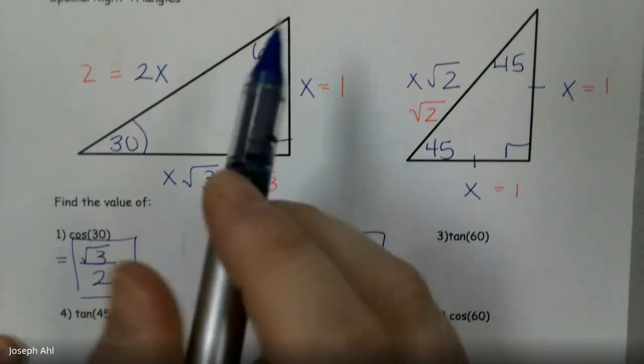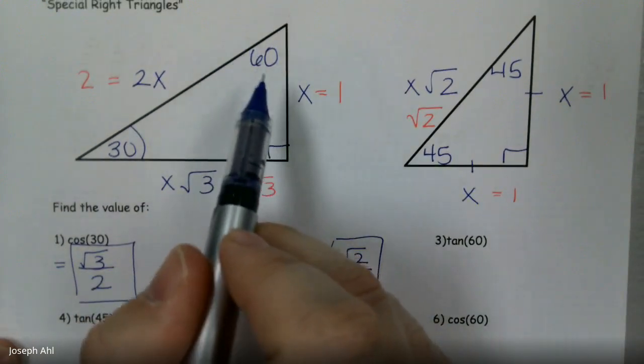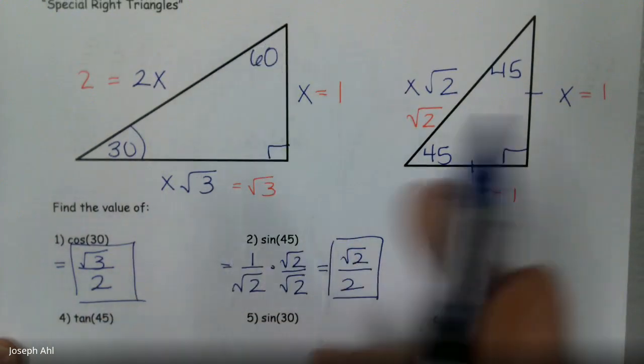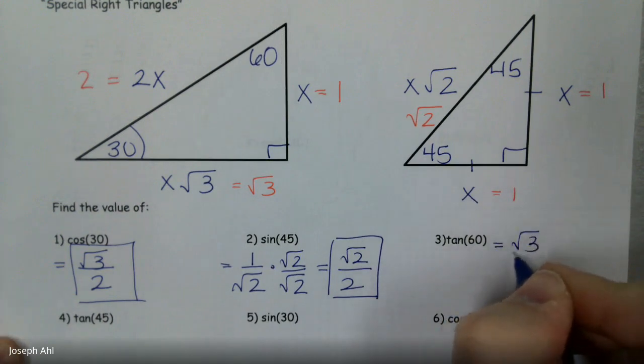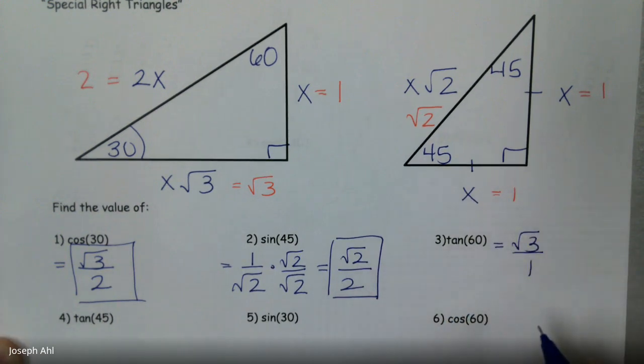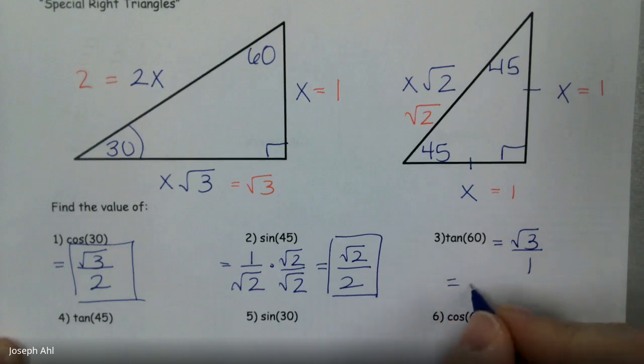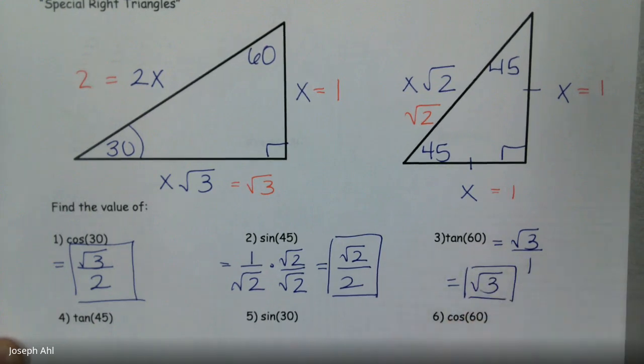If we do tan of 60, coming up to this angle up here, we're going to do opposite over adjacent. The opposite to 60 is the radical 3. The adjacent's the 1. So radical 3 over 1 can just simply be written as radical 3.